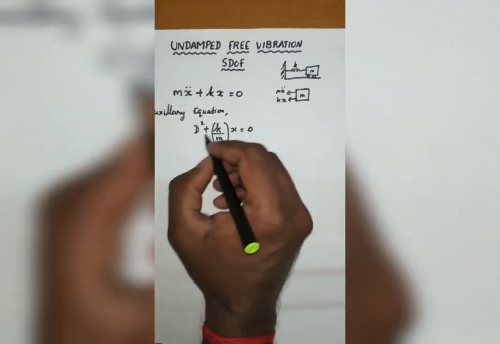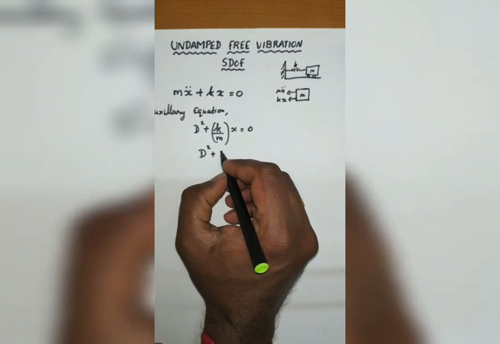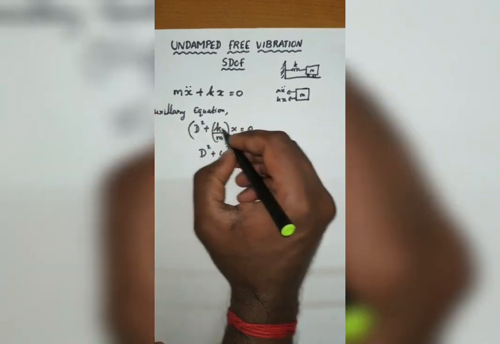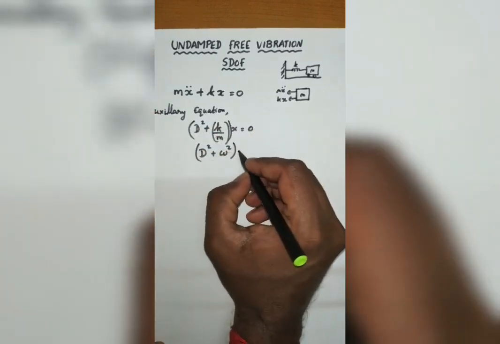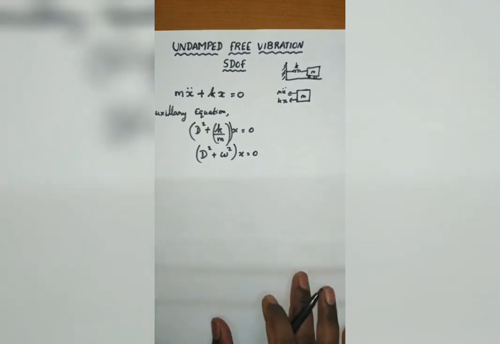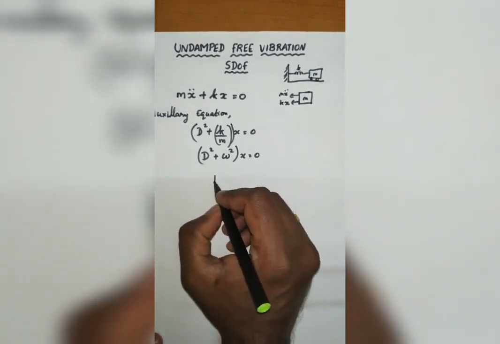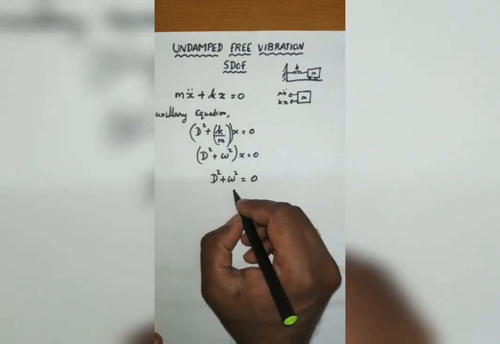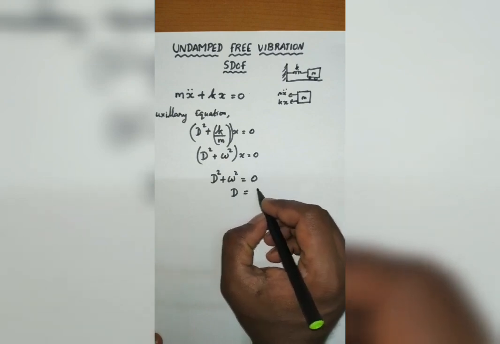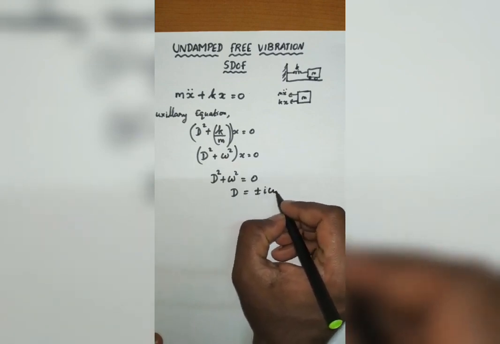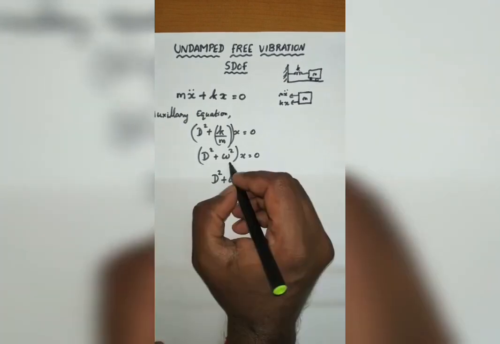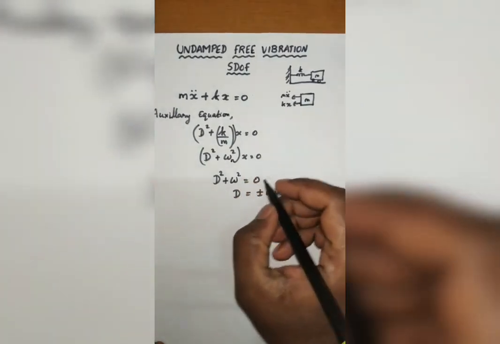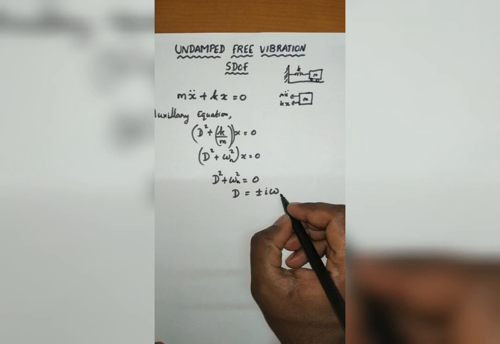x equal to 0. So we can write this as D square plus omega square of x equal to 0. The auxiliary equation is D square plus omega square equal to 0, and D can be written as plus or minus i omega. Here omega I am going to take as the natural frequency, so that's why I put the suffix n.